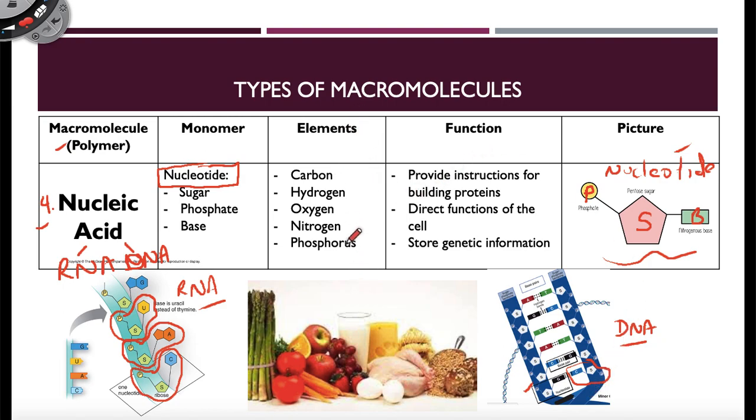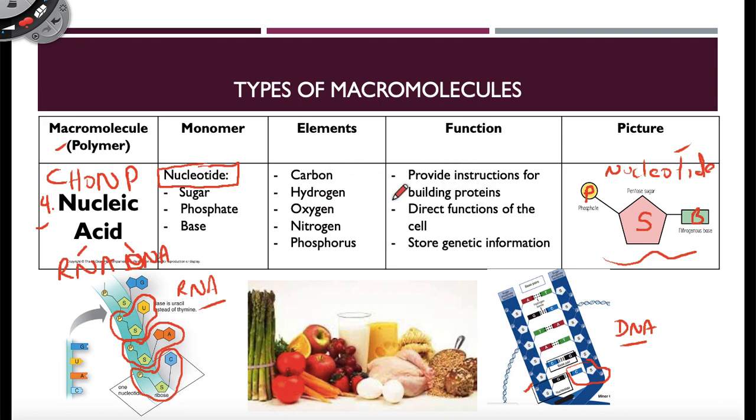So the elements that are found in these molecules are carbon, hydrogen, oxygen, nitrogen, and phosphorus. So we think of CHONP. So we went from CHO to CHON to now CHONP.